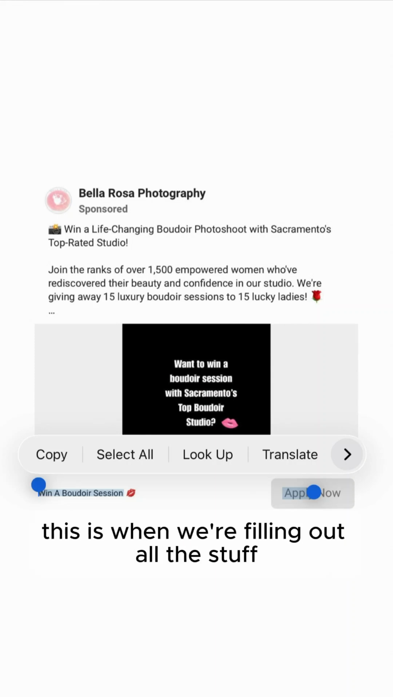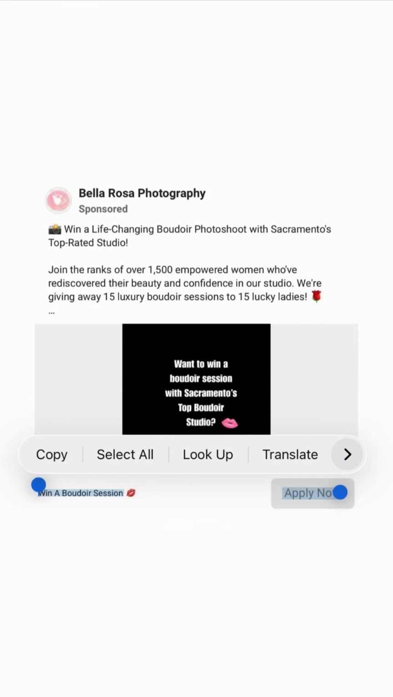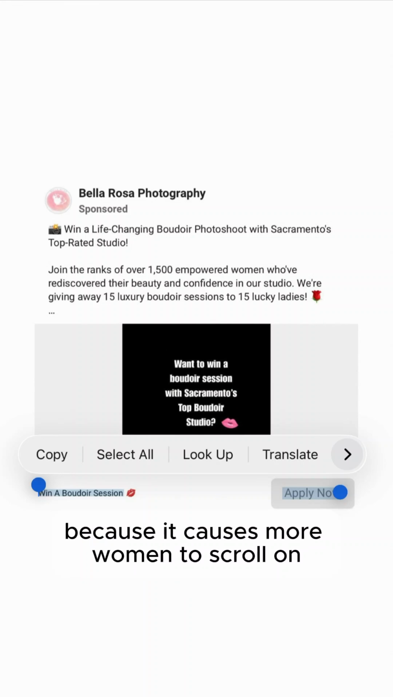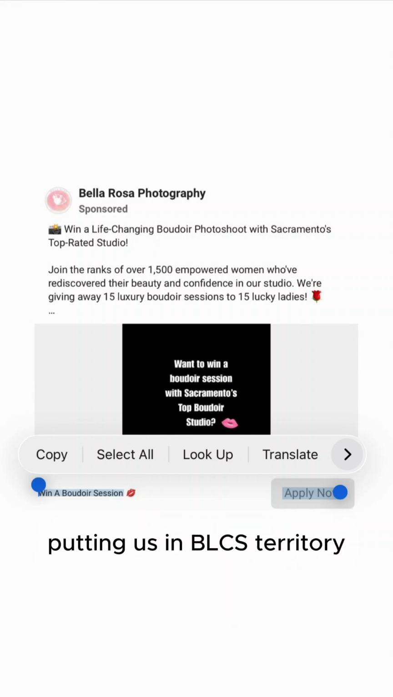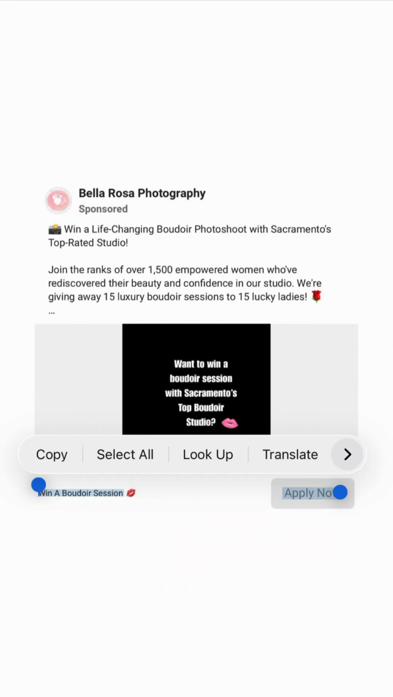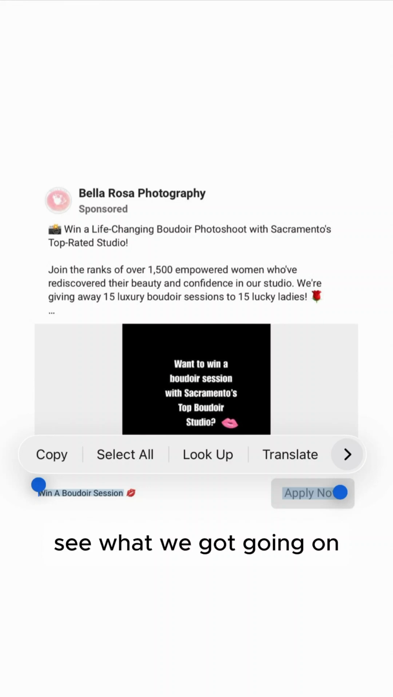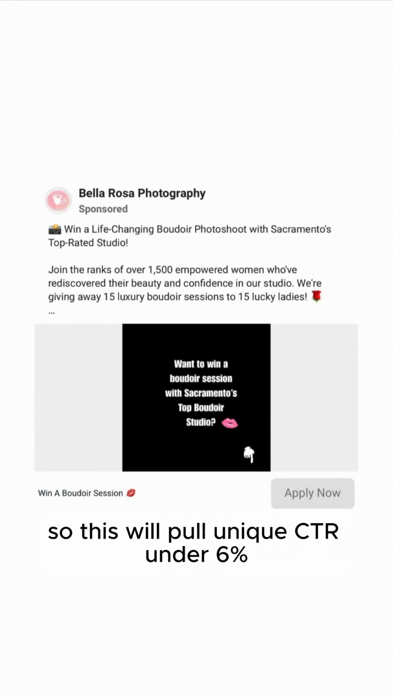So this is when we're filling out all the stuff Facebook recommends for us to fill out. The problem with this, though, is that Facebook's recommending us to fill these out because it causes more women to scroll on by, bringing our unique CTR under 6%, putting us in BLCS territory. And Facebook wants that because Facebook can serve more ads per unit time because more women are scrolling by our ad per unit time. They're not clicking in to read more, see what we got going on. So it's good for Facebook, bad for us. So this will pull unique CTR under 6%.